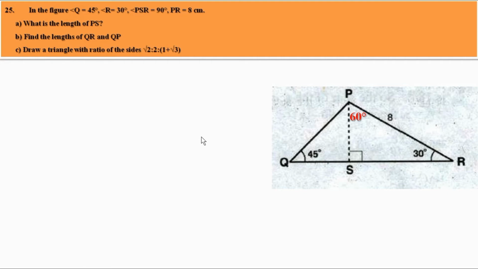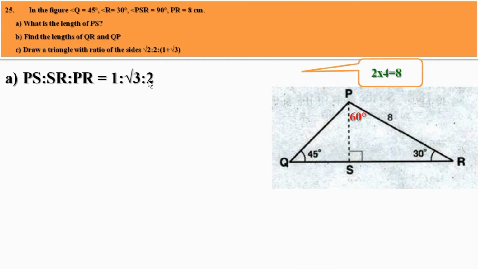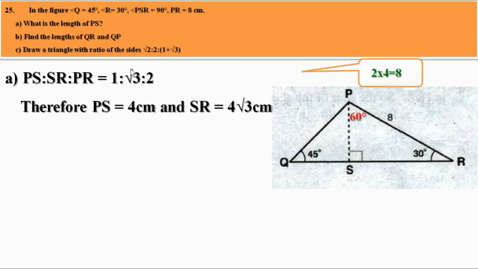Therefore we can write PS is to SR is to PR equal to 1 is to root 3 is to 2. Here PR is 8 centimeter and 2 into 4 is 8. So when we multiply this 2 by 4, we will get the value of PR. So in order to get PS and SR, we have to multiply these numbers by 4. That is PS equal to 1 into 4, that is 4, and SR equal to 4 into root 3, that is 4 root 3.